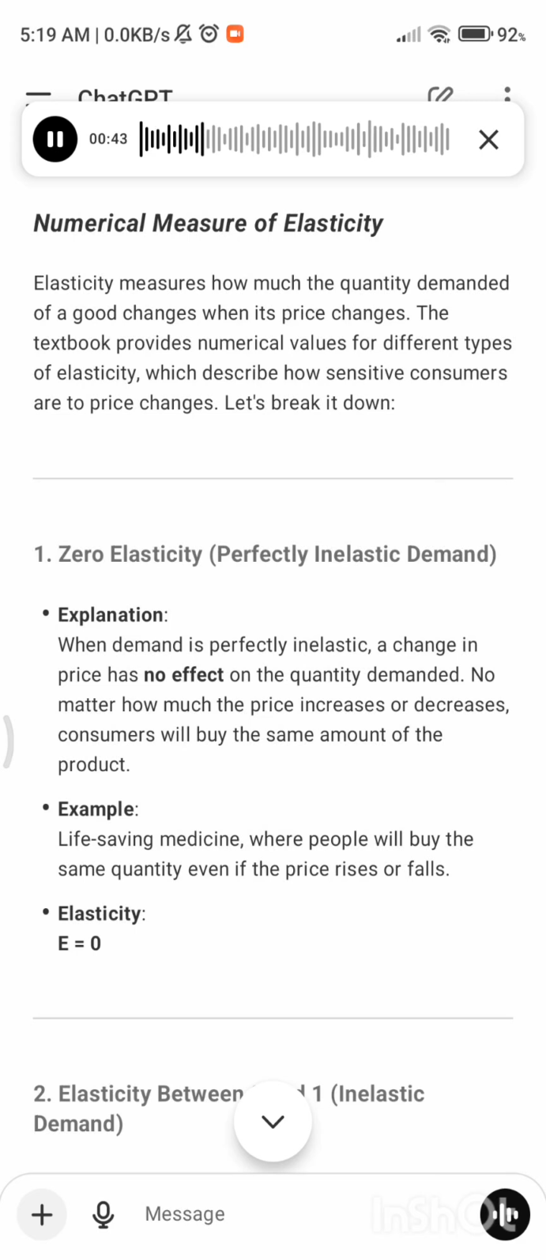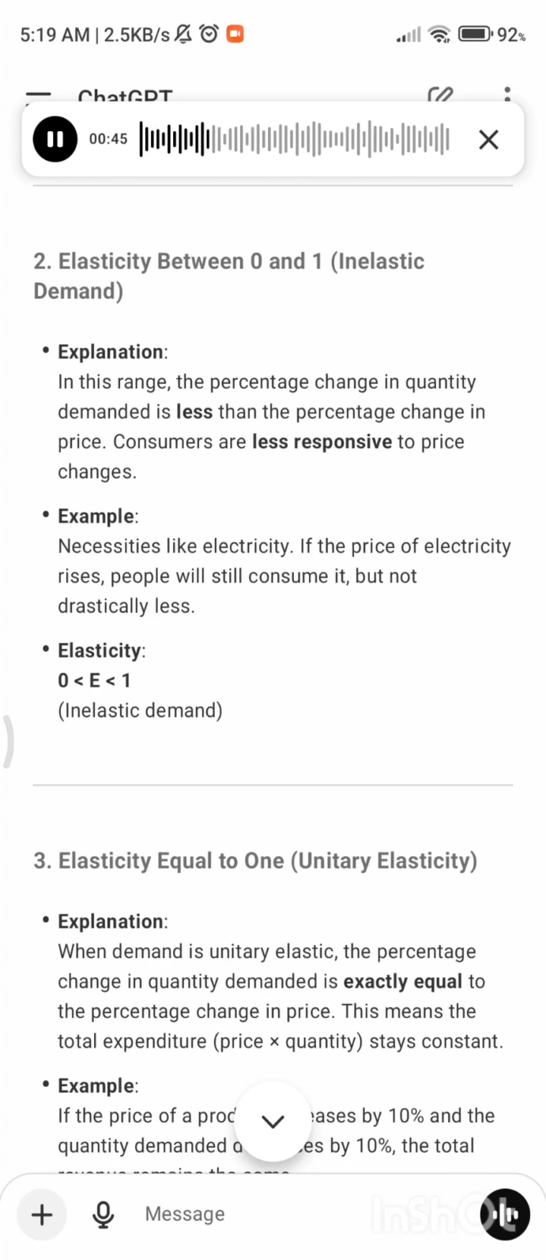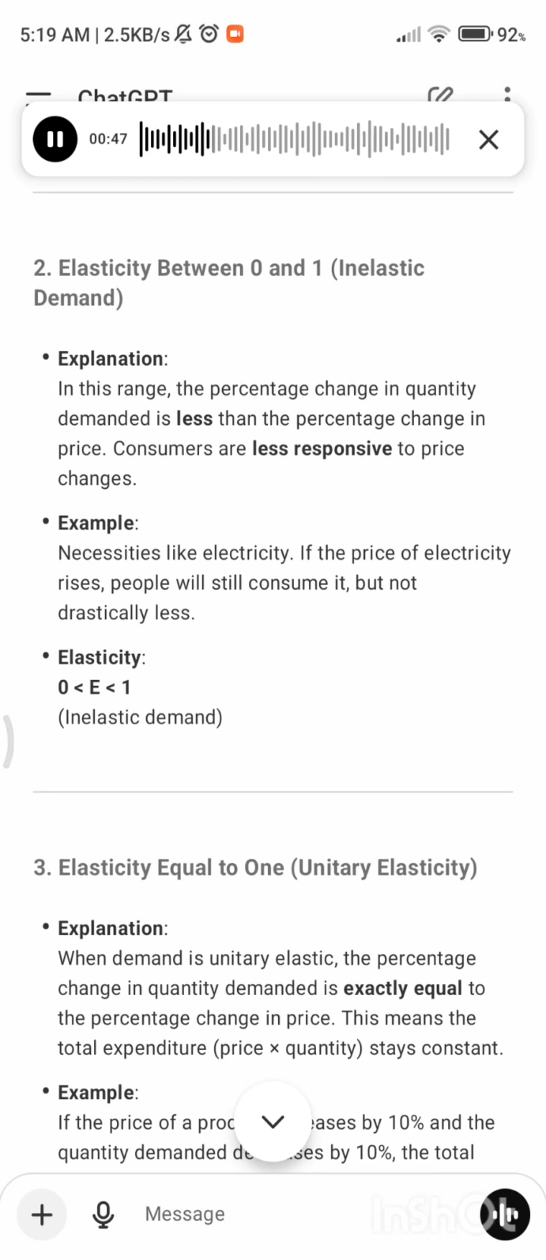Elasticity equals 0. 2. Elasticity between 0 and 1, inelastic demand. Explanation: in this range, the percentage change in quantity demanded is less than the percentage change in price. Consumers are less responsive to price changes. Example: necessities like electricity. If the price of electricity rises, people will still consume it, but not drastically less. Elasticity, 0 < E < 1.